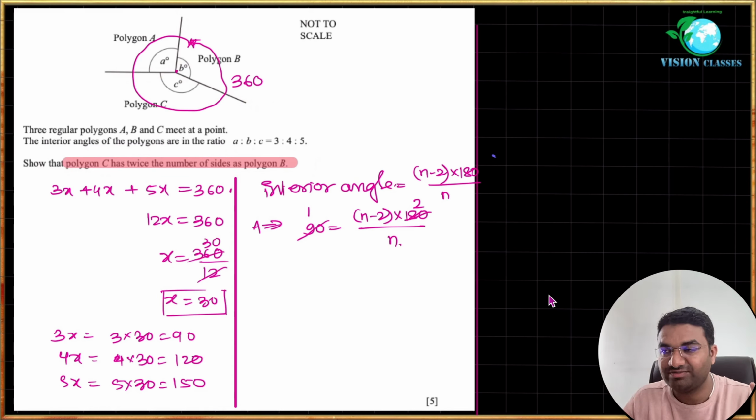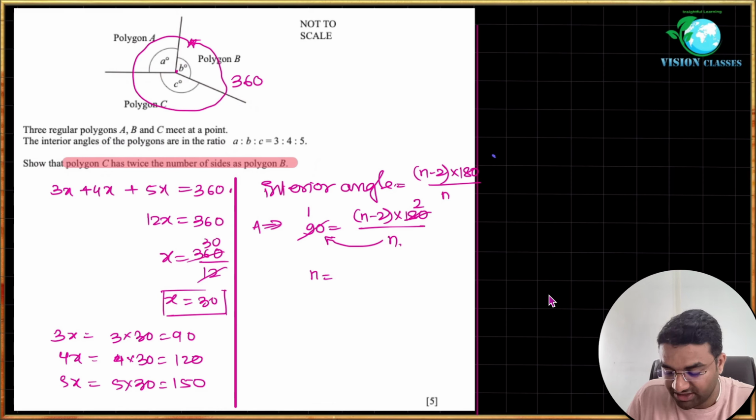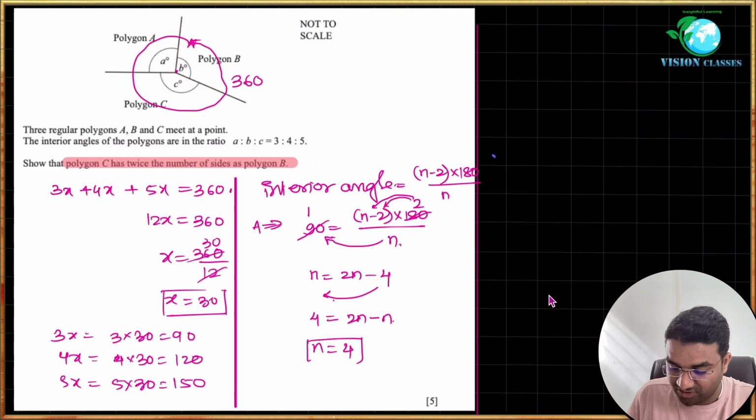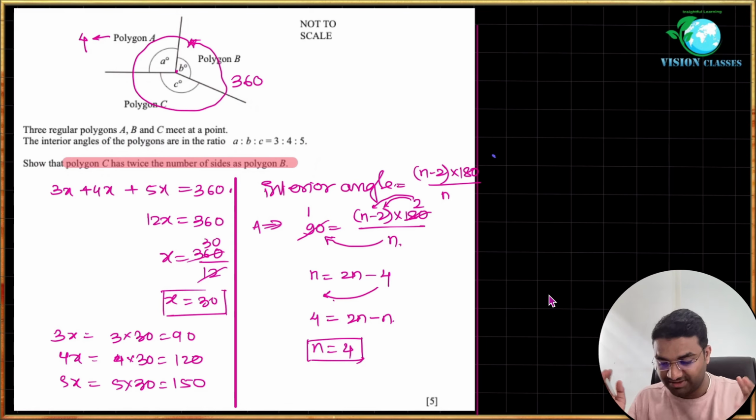Straight away you can simplify because it's a numerator. So transfer this n to the left. 1 times n, that is equal to n. And here even multiply this 2 in the bracket. So 2n minus 4. So transfer to the left. So that 4 is equal to 2n minus n. So n is equal to 4. For regular polygon A, how many sides are there? Here I will write 4. Similarly, you have to calculate the number of sides of regular polygon B and C as well.